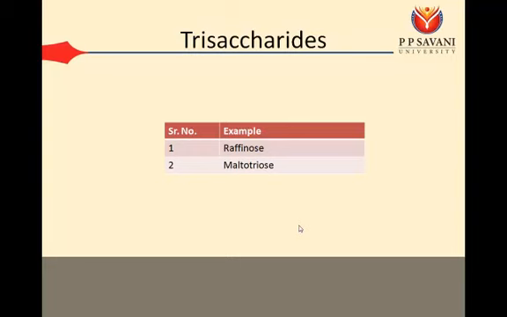Students, one homework for you. You have to search which monomers raffinose and maltotriose are made up of. You also need to search a few different examples of trisaccharides.